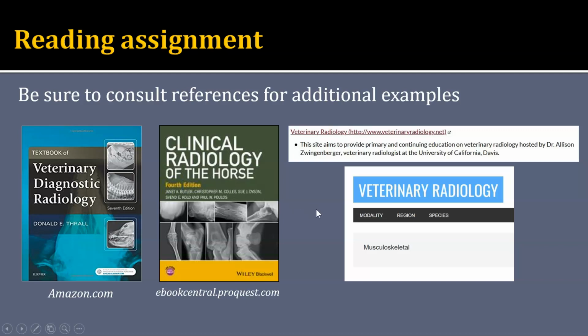And then I want to remind you that on your course Canvas site, in the general information section, is a link to this website that is Veterinary Radiology. And if you link on that, you will see this web page, and this is just a portion of it. When you start playing around with it, you can choose a modality. You could choose radiographs, ultrasound, I think MRI or CT, or you can choose a region, and in this instance, I have chosen the musculoskeletal system, or you could choose a species. So you could choose dog or horse.